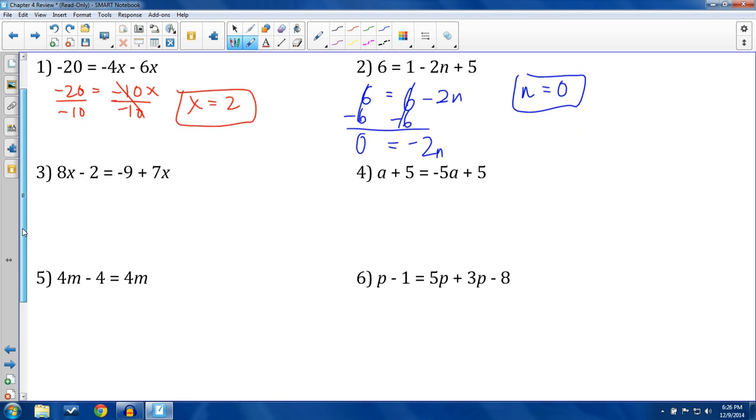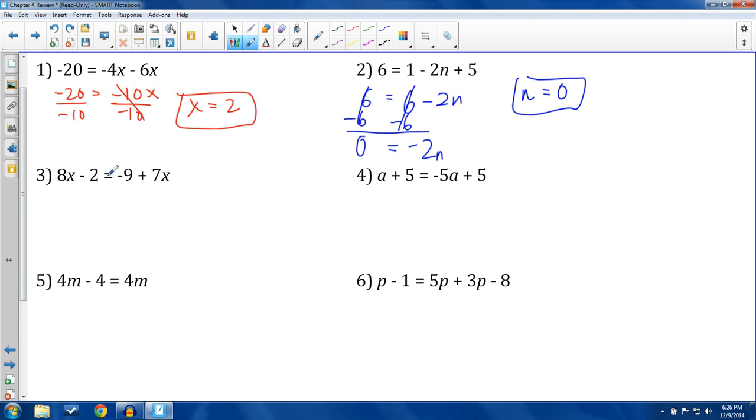Number 3, step 1, simplify. Check. Check. Step 2, isolate. Bring your x's to one side of the equation. Bring your constants to the other side. I'll do this in 2 different steps.